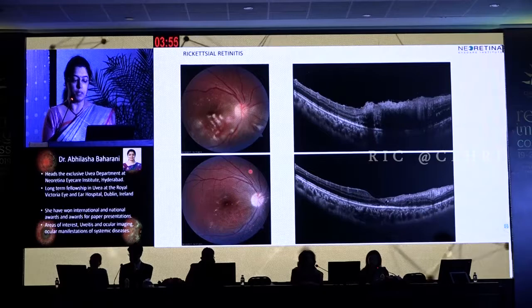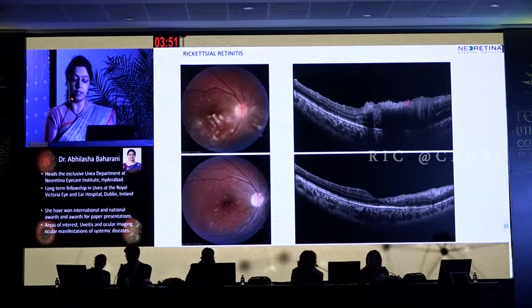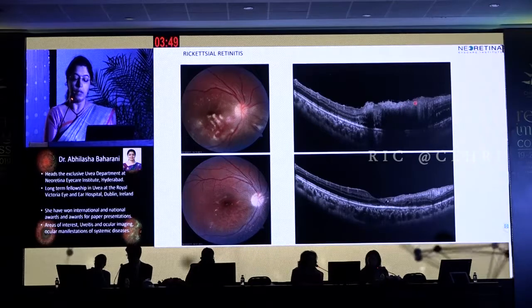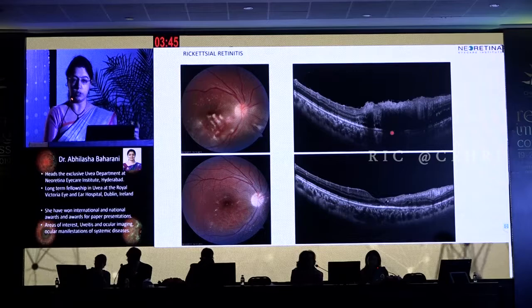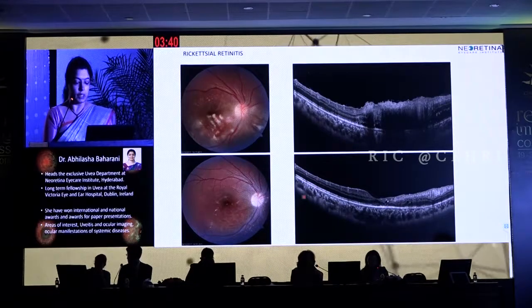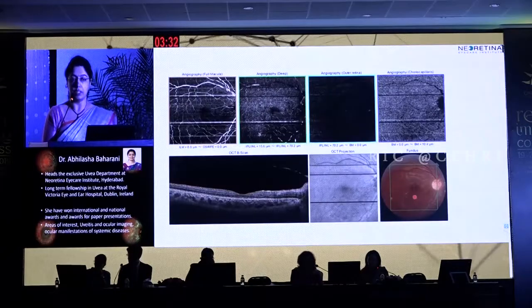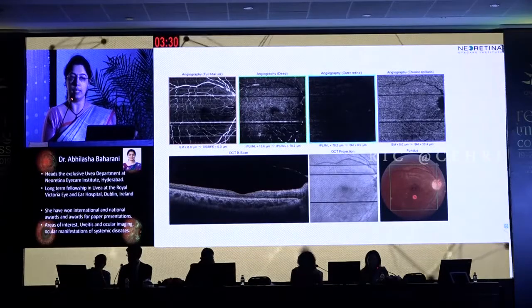Coming to rickettsial retinitis, here there is increased reflectivity of the inner retinal layers with less marked shadowing compared to what we saw in the case of toxoplasma retinochoroiditis. And as the lesion heals, you see there is thinning and atrophy of the involved layers. Now, this feature has also been described in West Nile virus retinitis.